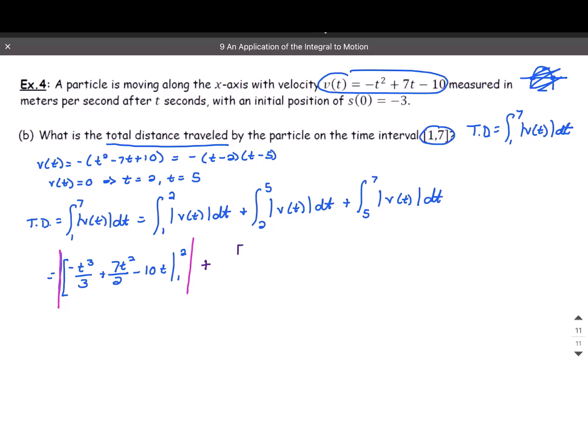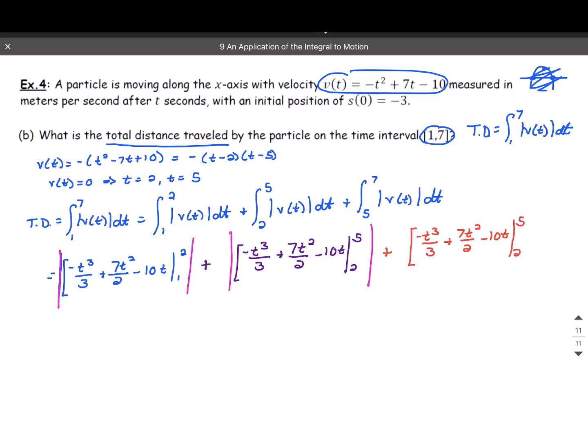Plus, we're going to take the same antiderivative, negative t cubed over 3 plus 7t squared over 2 minus 10t, and we're going to evaluate from 2 to 5, and take the absolute value of this, and we're going to add the same antiderivative, negative t cubed over 3 plus 7t squared over 2 minus 10t, evaluated from 2 to 5, and take the absolute value of it. Oh, doesn't this look like fun, my darlings?